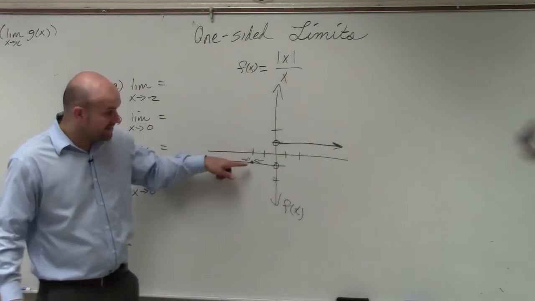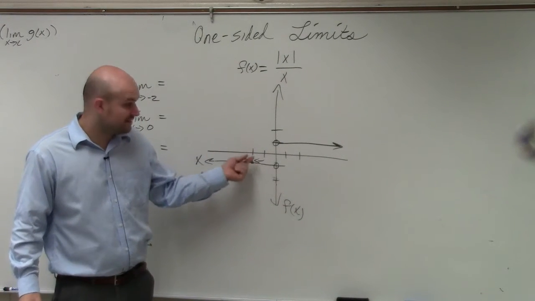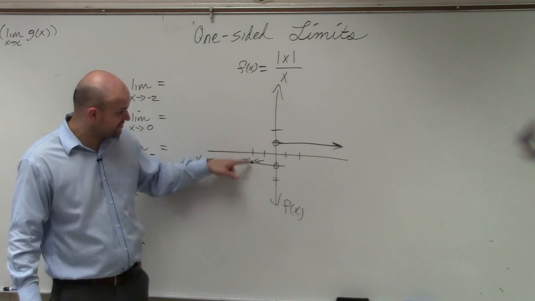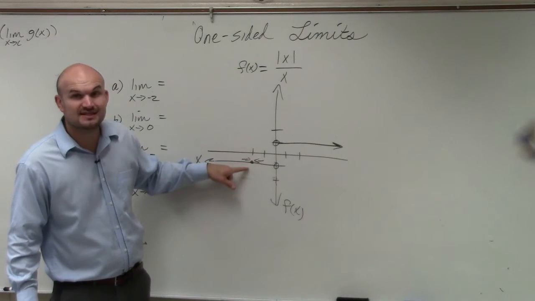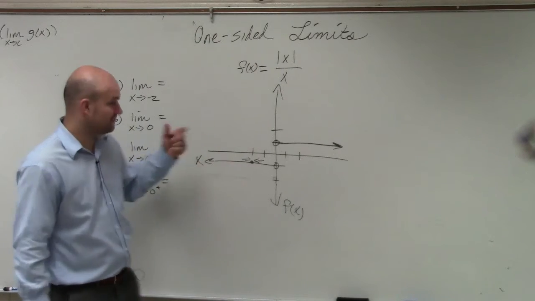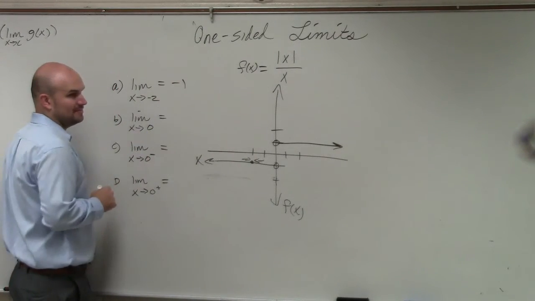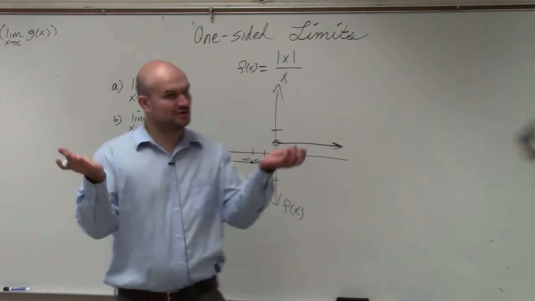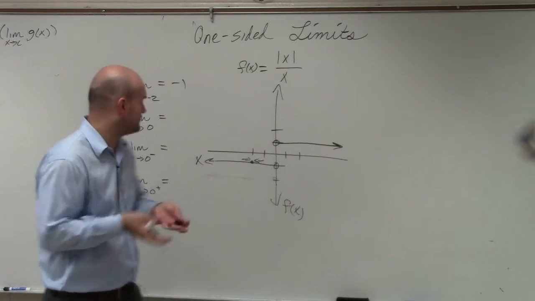The value of f of x when x is approaching -2, so at the x value of -2, we can see that's approaching f of x that's equal to -1. OK? So when you look at a graph, you're looking at what exactly it is approaching.